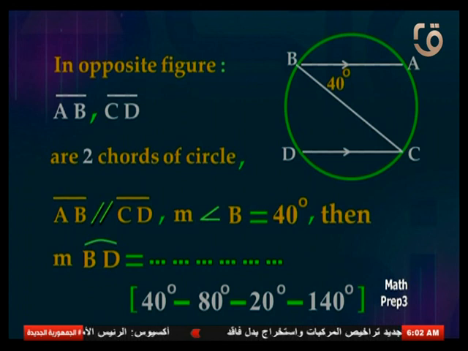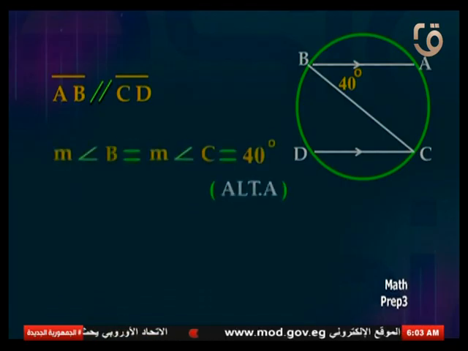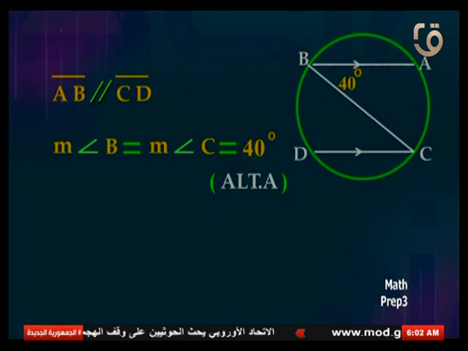First of all, when you look carefully at such a figure, you have two parallel lines. And you have the measure of angle ABC is 40 degrees. Then, can you find any other angle from these givens? Of course, yes. As AB is parallel to CD, then measure angle B equal measure angle C equal 40 degrees, as they are alternate angles, the Z letter. So, measure angle C is 40 degrees.